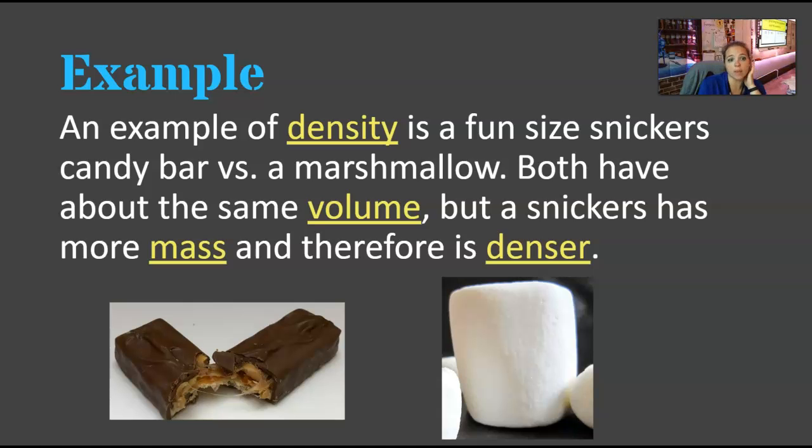So here's an example. An example of density is like a fun-sized Snickers bar versus a marshmallow. So they're both the same size, or same volume, take up the same amount of space, but a Snickers bar has more mass to it. There's more in it, which makes it more dense, as opposed to the marshmallow that doesn't have a lot.